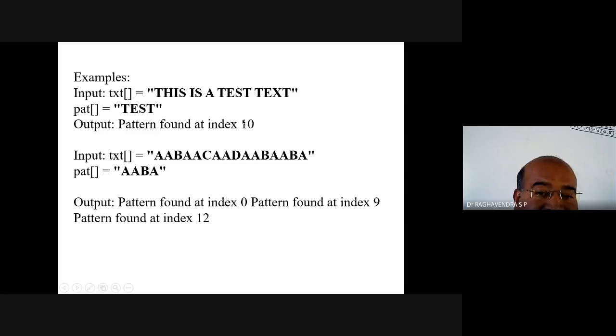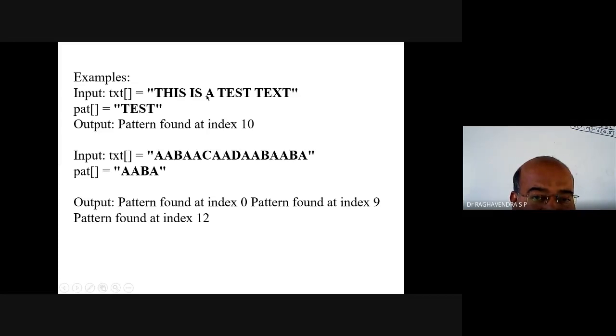How does this 10 come? This T will be compared with T, so there is a match. Next, E will be compared with H, so there is a mismatch. Once again, T will be compared with H, meaning the pattern will be moved one position right. There is a mismatch. Once again, a mismatch. And this is a space, once again a mismatch, and again a mismatch.